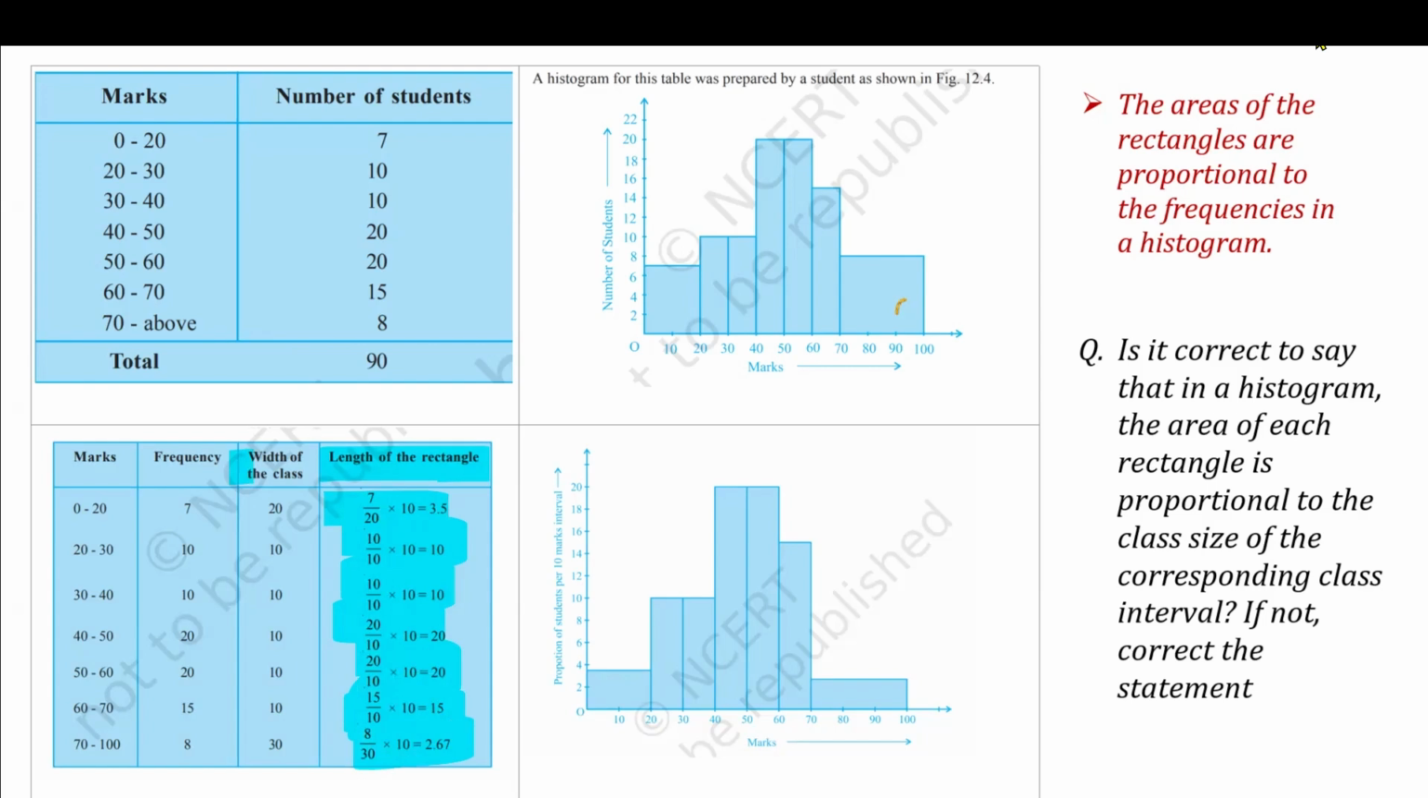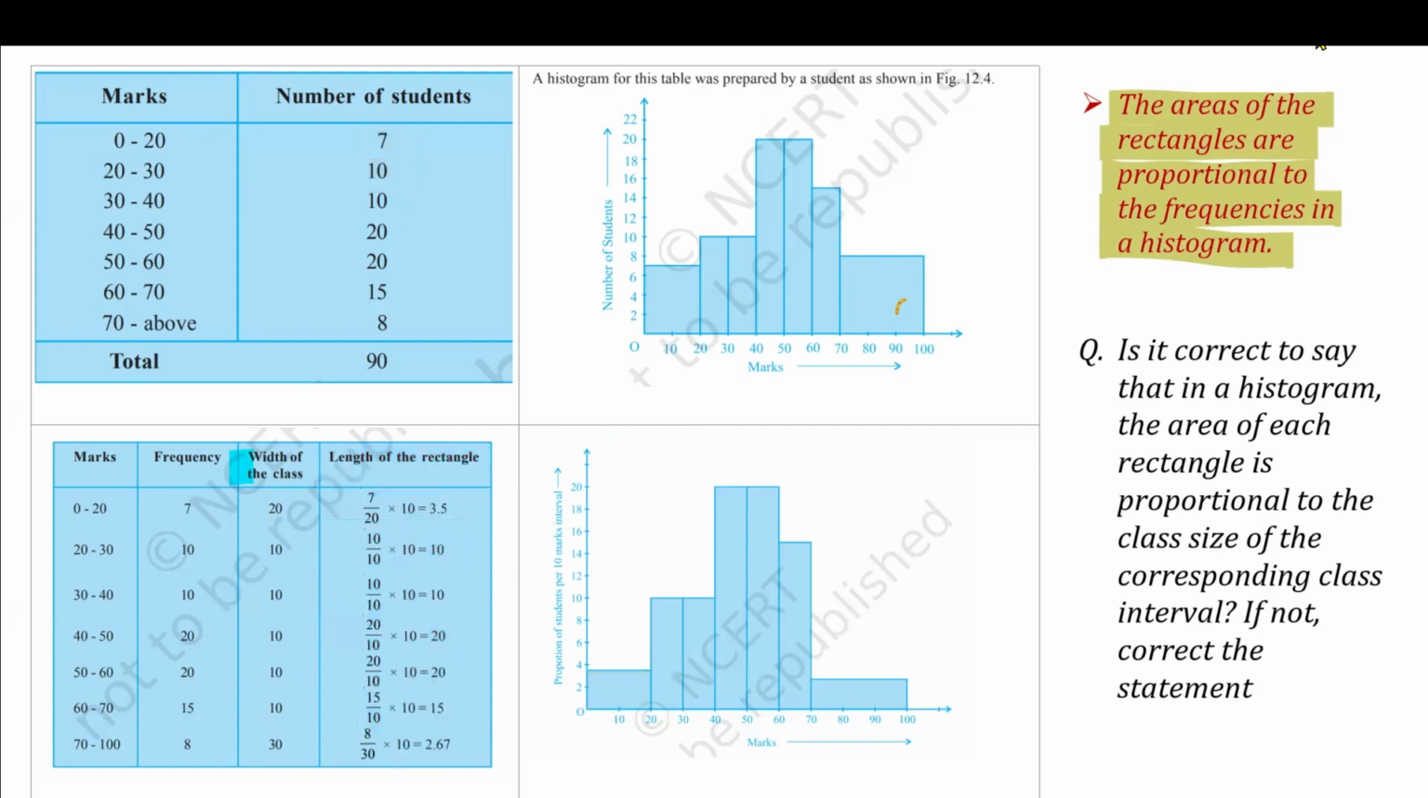Now when you look at the data and at this graph, you'll figure out, yes, it is proportional. As you can see, the frequency is 7 over here between 0 to 10 and 10 over here. So the reason I have taken this graph is to understand this: whenever you are asked in a histogram about the area of the rectangle, remember that it is proportional to the frequencies of the histogram, right? And not the x-axis.